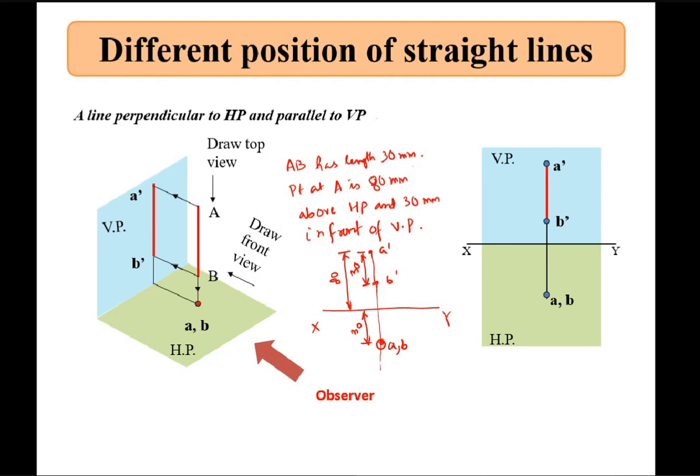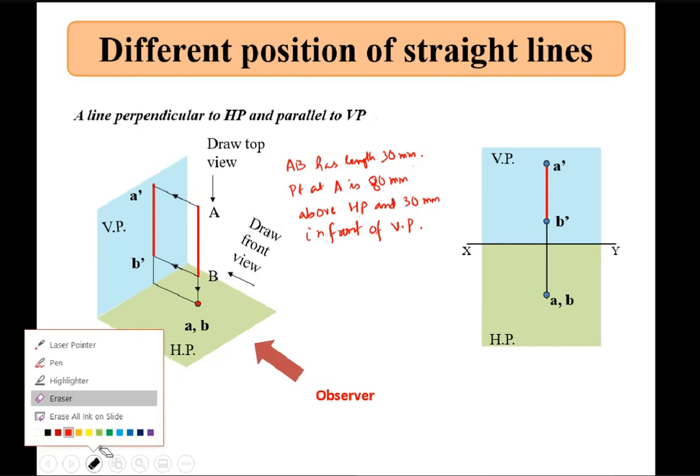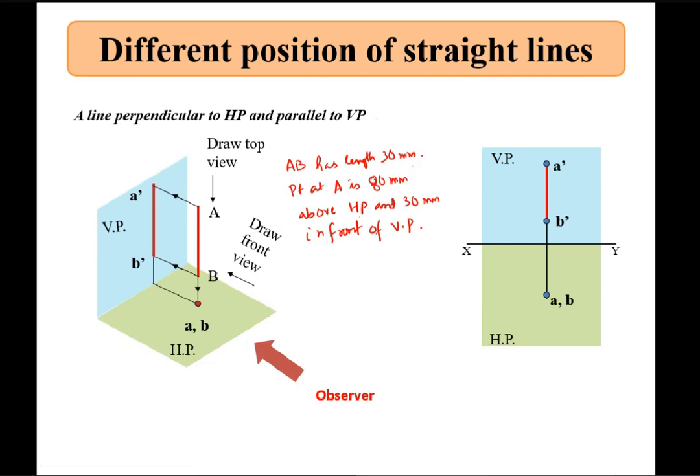Excuse me, sir. I didn't understand A dash B dash 30. Why is A dash B dash equal to 30? I didn't understand. I will repeat it. Just a moment. I'll erase this one and I'll repeat it again.